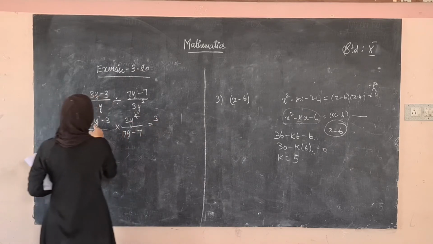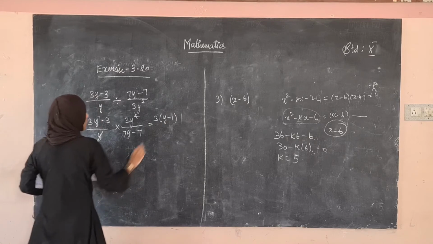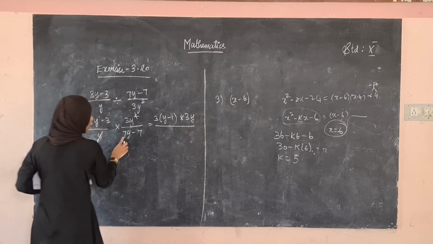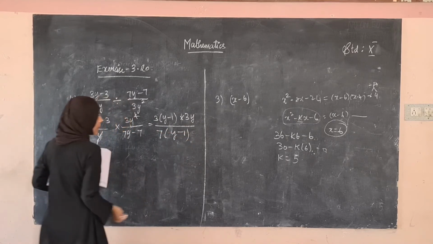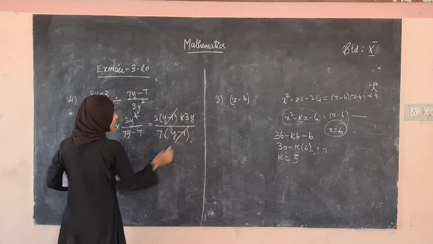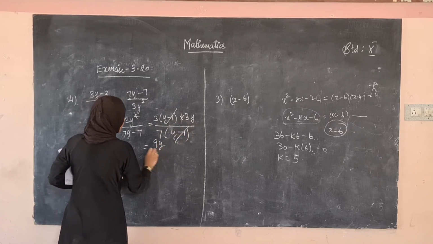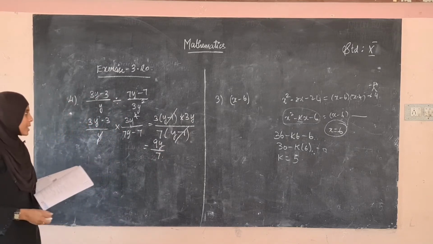So take this 3 outside. What happens? 3 into y minus 1 into 3y upwards, and here down, take this 7 outside. So the answer is 7 into y minus 1. So cancel this y minus 1 and y minus 1. What happened? 3 into 3 is 9y divided by 7. This is the answer, 9y divided by 7. That is option A is the answer.